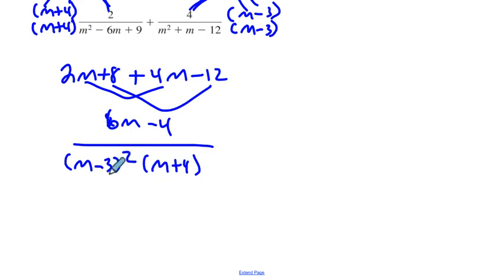Usually we write it like that. We don't write m minus 3 times m minus 3. In mathematics, we want to be cool or something, I don't know. But you can write it just like that there. And there's no point in factoring out a 2 because it's not going to cancel out with anything. So that would be it.